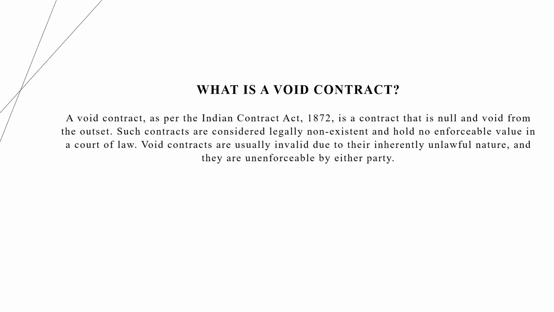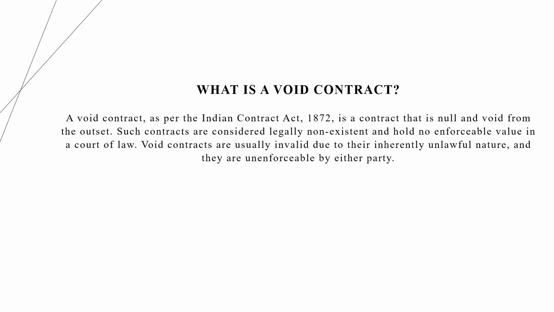One primary reason for a contract to be categorized as void is its illegality. Contracts that involve illegal activities or are contrary to the established laws and public policy are rendered void. This includes contracts for illegal gambling, trading in prohibited goods, or any agreement that encourages unlawful activities.